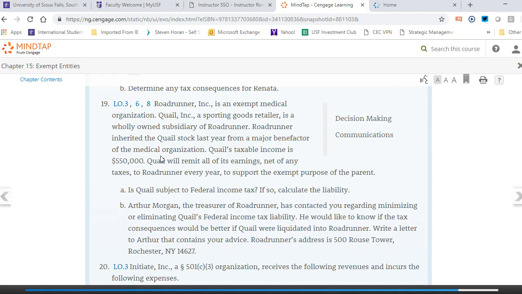Okay, so they do pay tax. We're going to skip Part B of that, but I just want to make sure you understood Part A. And then we'll just have one more. That's question 20.